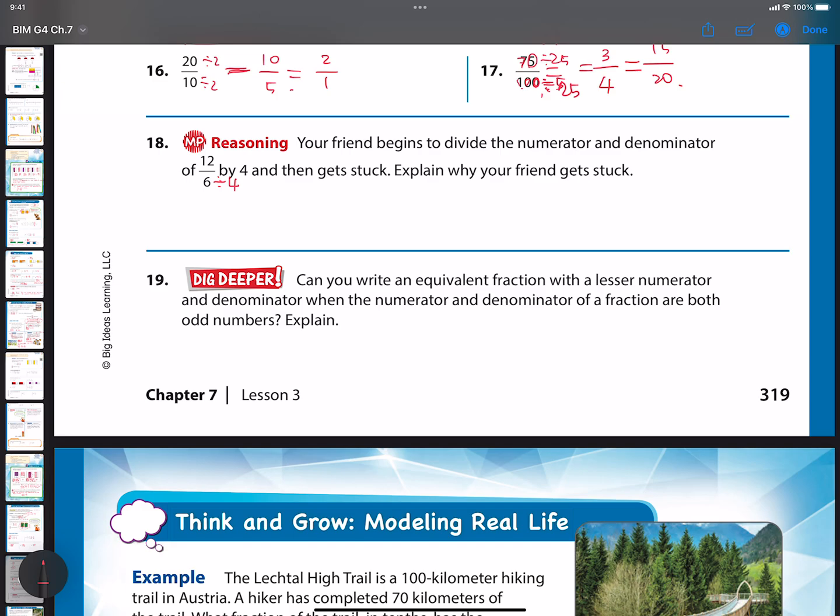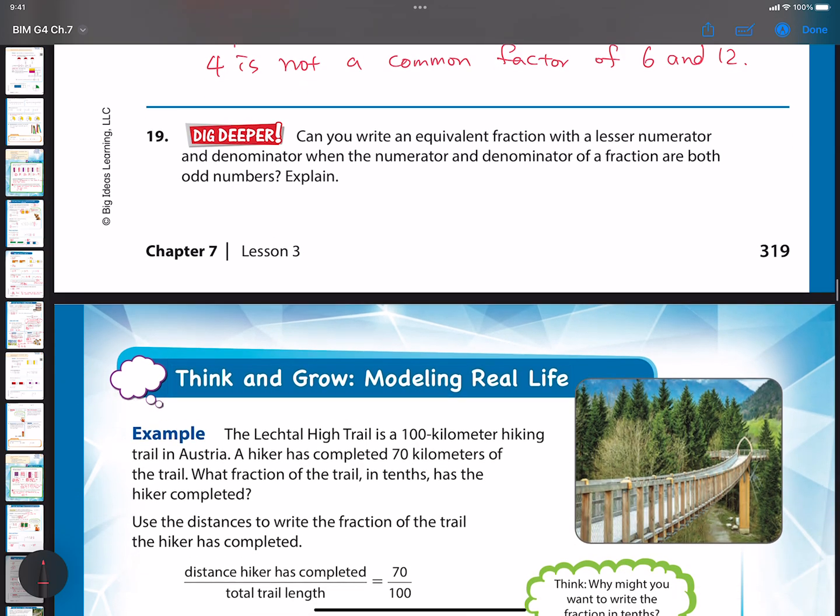Okay, 4, 6, and 12. Okay, that's easy. Okay, so I can say 4 is not a common factor of 6 and 12. Maybe 4 is a factor of 12, but not 6. Okay, you can divide by 3 for sure. Okay, all right.